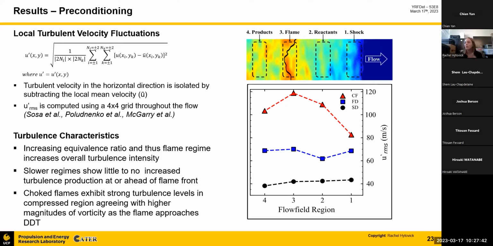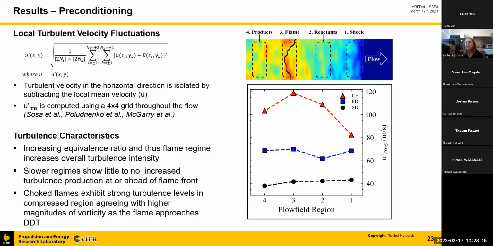So the first region will be the shock, that will be point 1, and then point 2 is going to be the reactant. That's going to be some area between the shock and the flame that is far enough from either that we'd be getting a pretty good result of what's happening between the two. Obviously for the choked flame case, the shock and flame are very close together, so they are not spatially as far apart as the slow and fast deflagration, but we still are just getting reactants for that measurement.